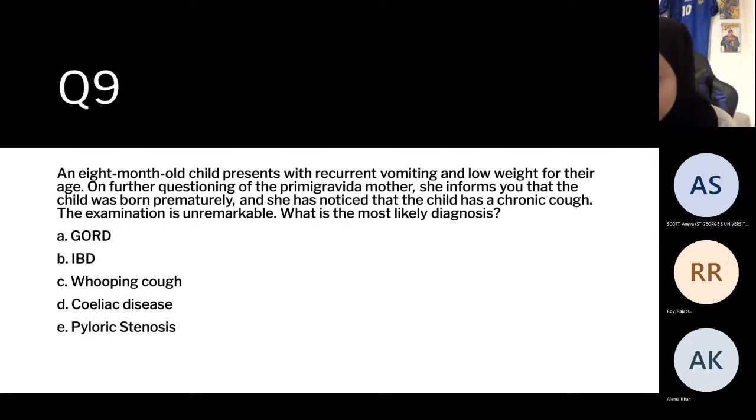So we'll move on to question 9. I'll open the poll. I'll read the question first. An 8-month-old child presents with recurrent vomiting and low weight for their age. On further questioning of the primigravida mother, she informs you that the child was born prematurely, and she has noticed that the child has a chronic cough. The examination is unremarkable. What is the most likely diagnosis? Is it GORD, IBD, whooping cough, celiac disease, or pyloric stenosis? So I'll give you guys 10 seconds.